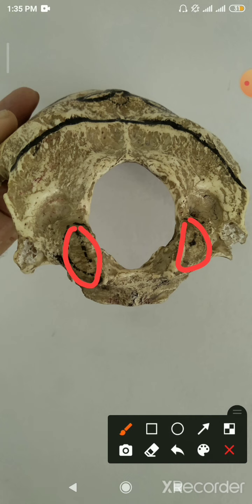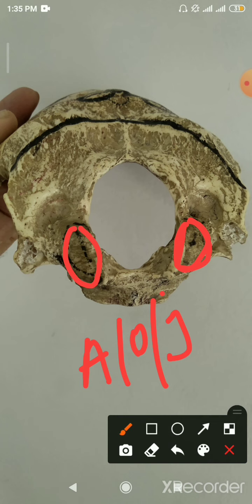Actually, it articulates with the superior articular facet of the atlas, that is the first cervical vertebra. So this occipital condyle articulates with the superior articular process of the first cervical vertebra, that is the atlas, and forms the atlanto-occipital joint.